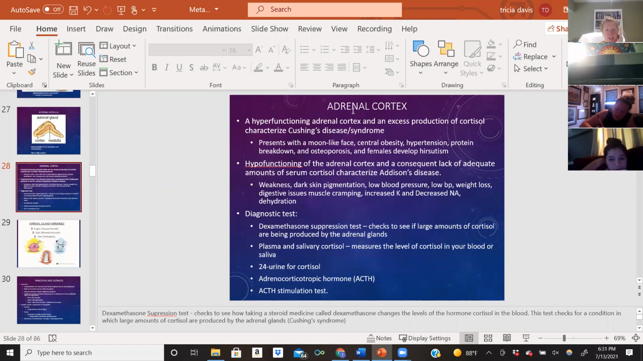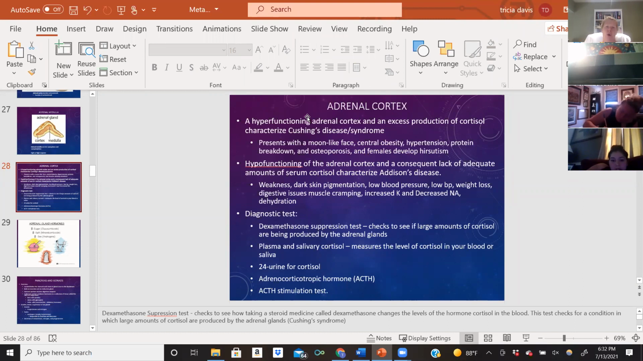All right, so we're going to talk about the adrenal cortex. If you have a hyperfunctioning, so that means that it is producing too many hormones. If you have a hyperfunctioning adrenal cortex, you're going to have an excess production of cortisol. So you're going to have too many steroids in your body. When that happens, we call that Cushing's disease. And we're going to talk a lot more about that a couple slides down.